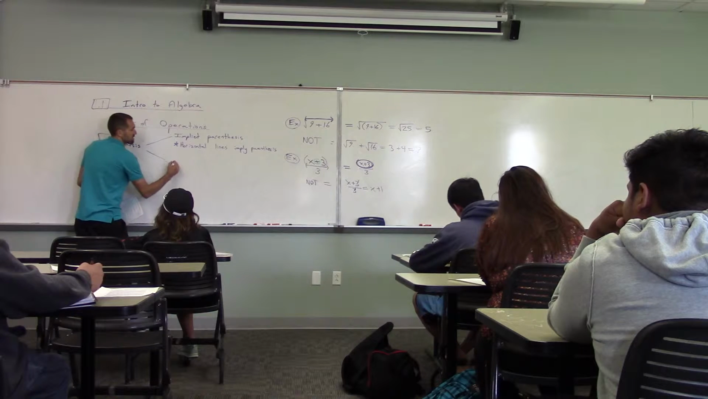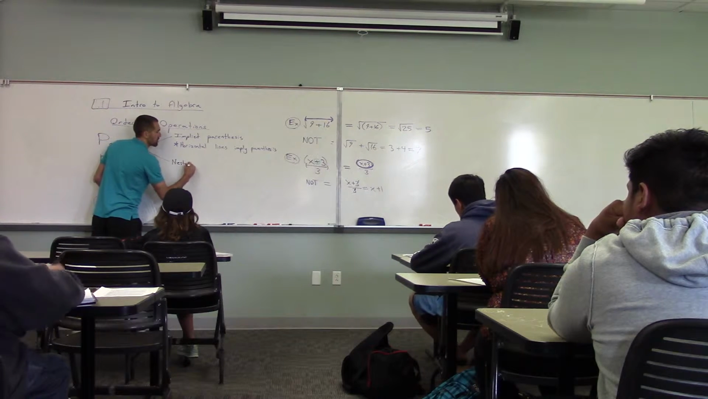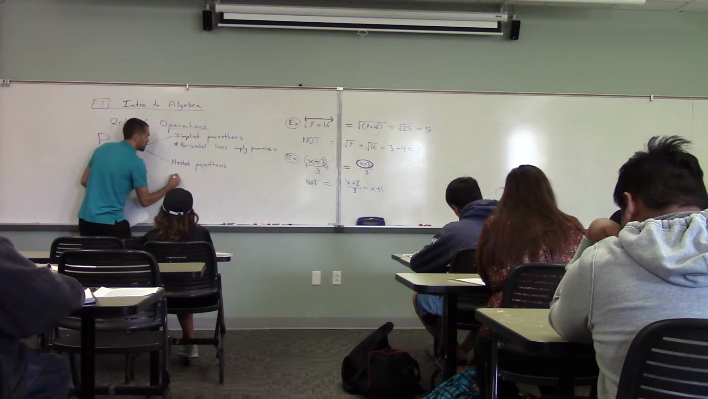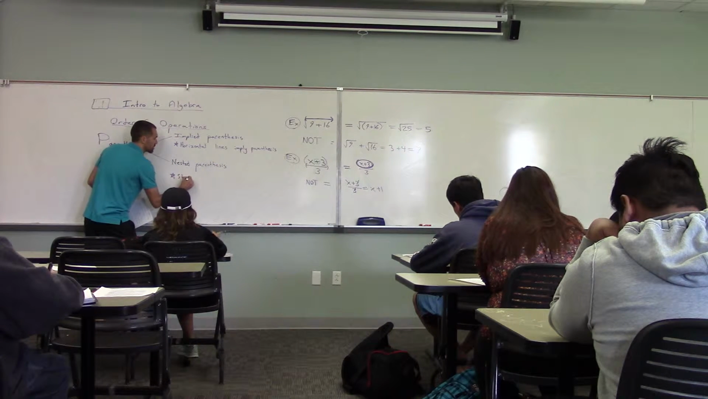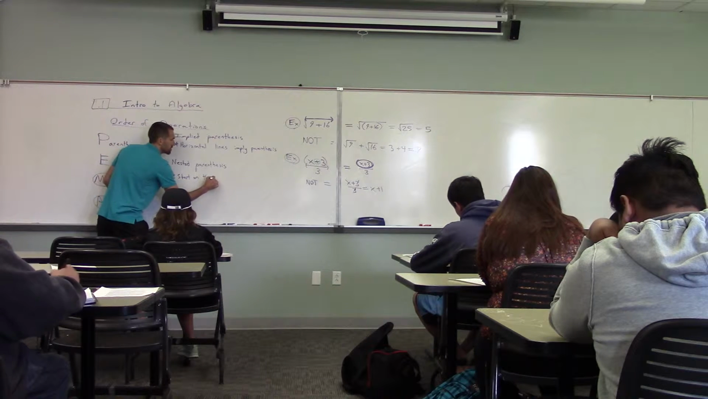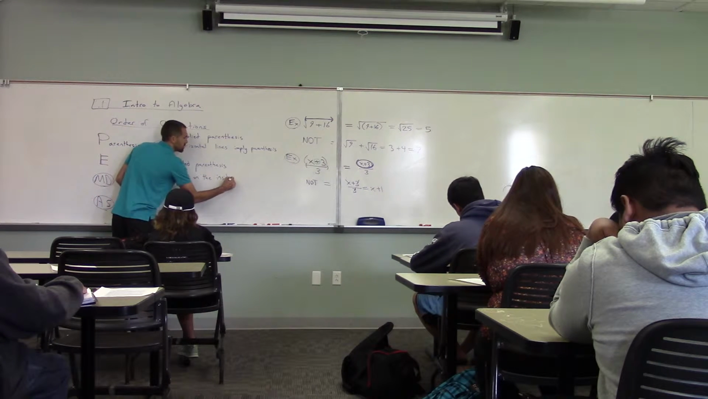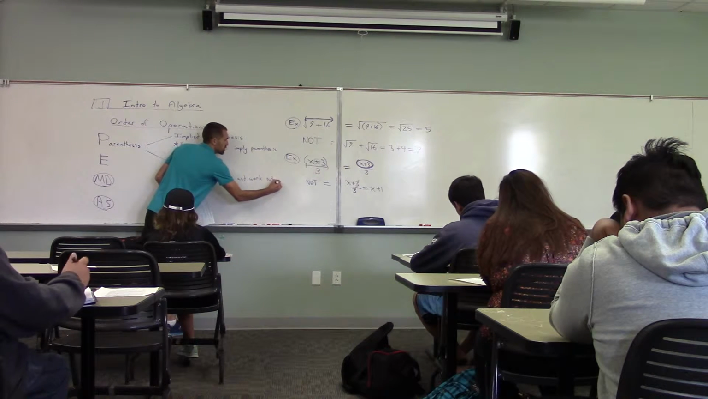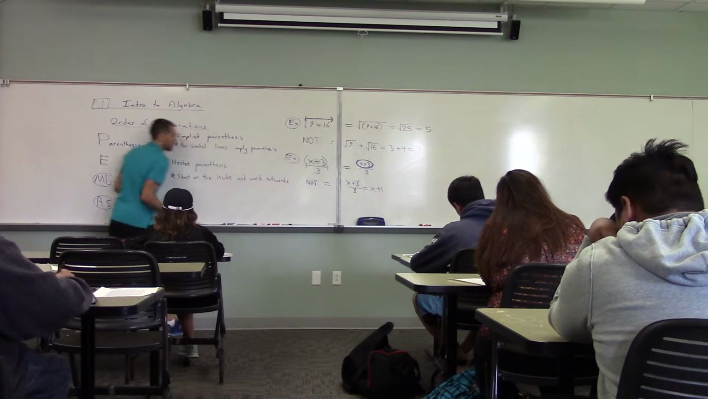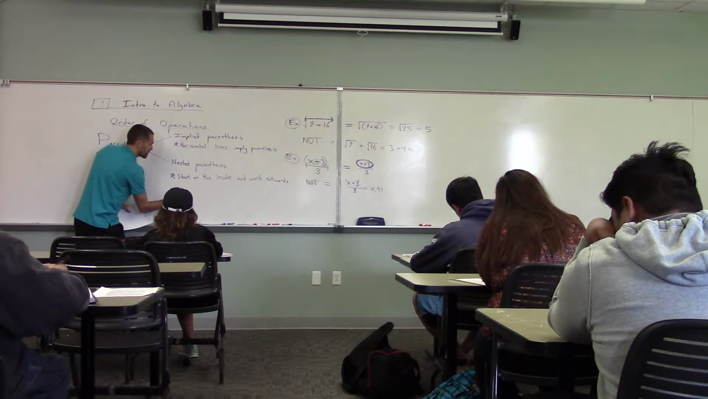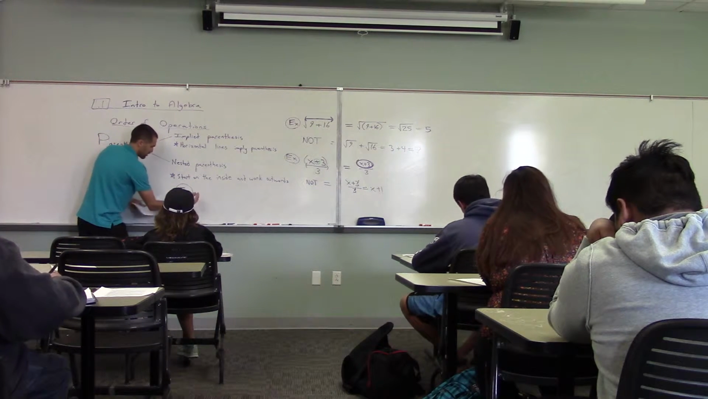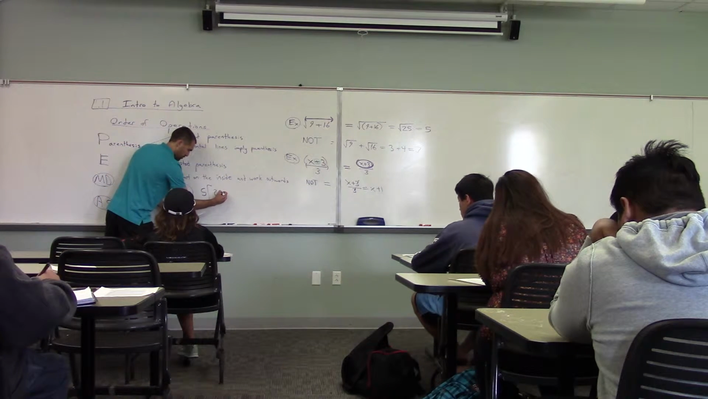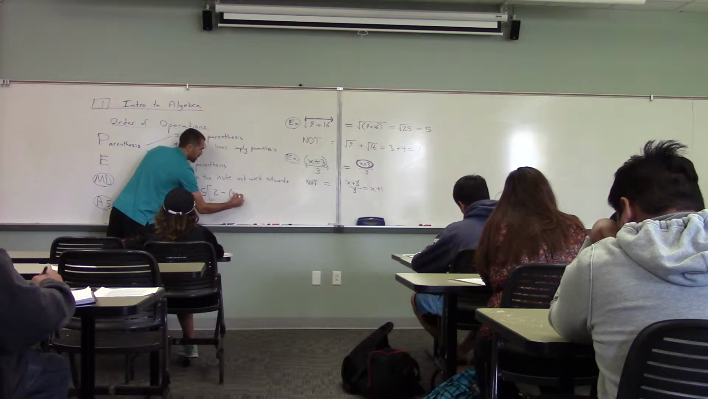The other hint is when there's nested parentheses, start on the inside and work outwards. In other words, a quick example is something like, I know I'm running out of room here. Okay, so 5 times, in parentheses, 2 minus 3 plus 2.